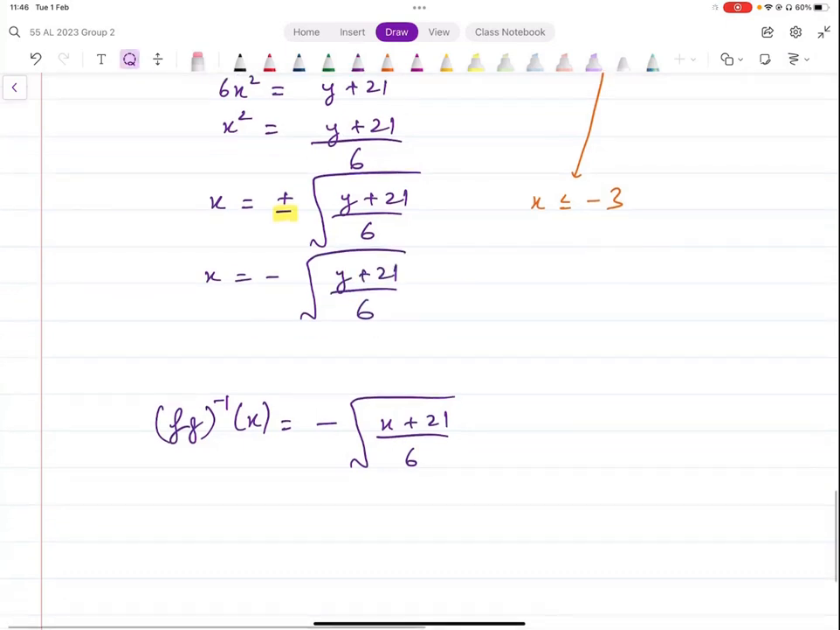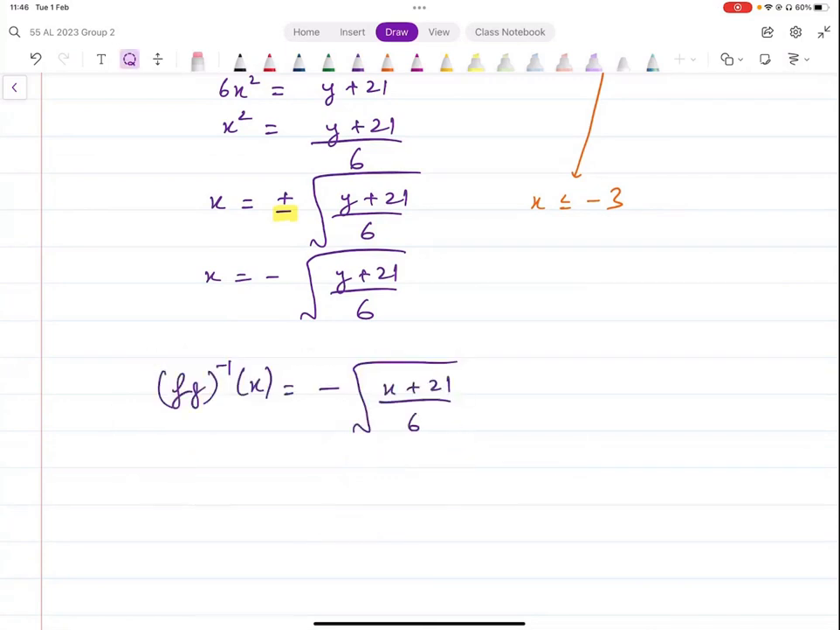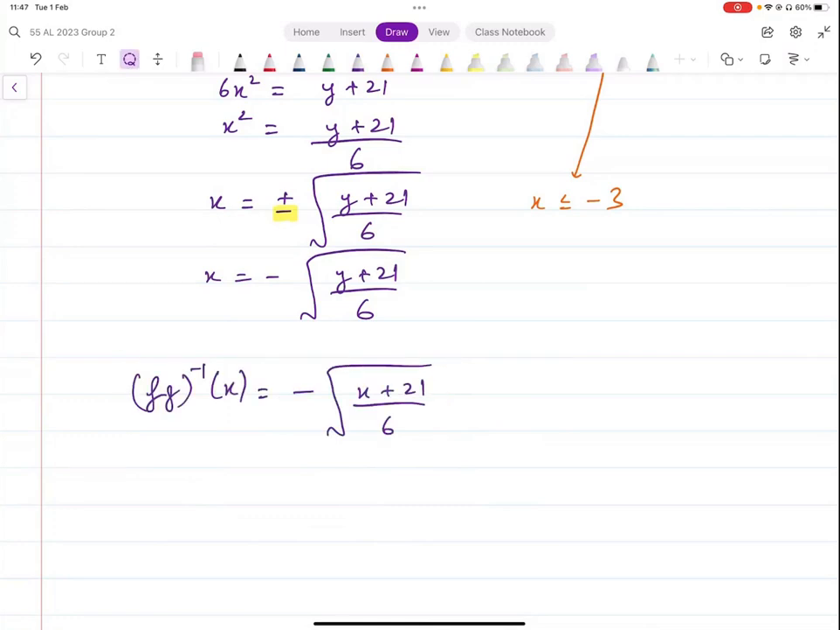Right, so we just replace x with that inverse thing at the end, and on the right side you replaced y with x. Okay.